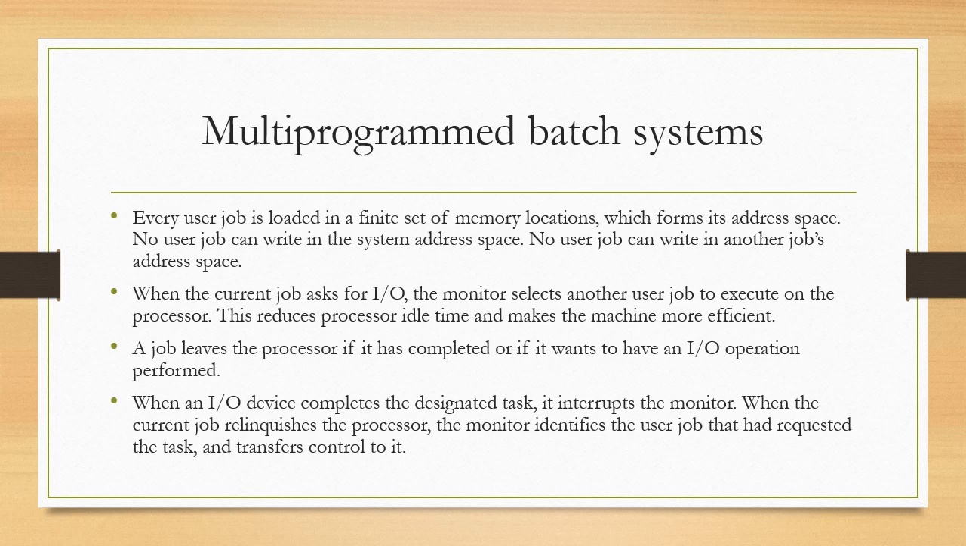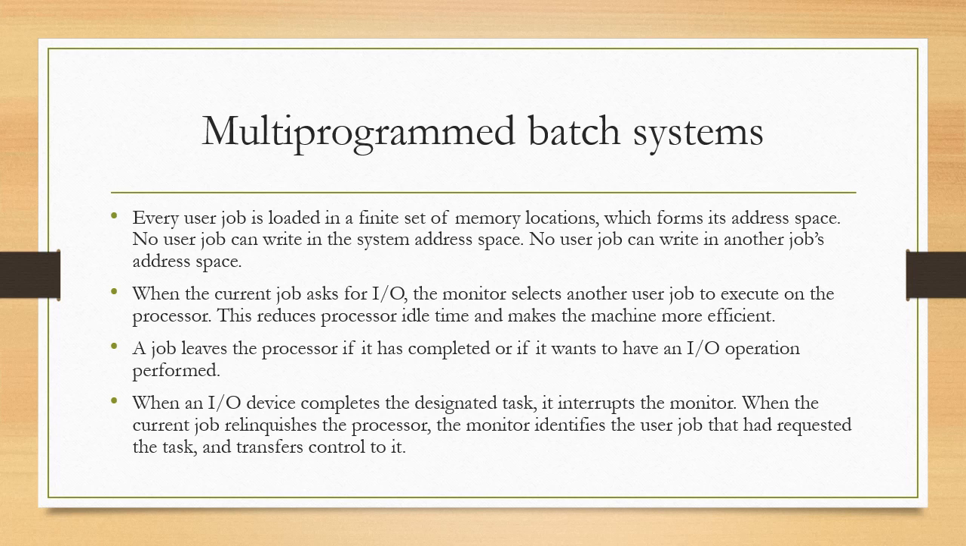Now let's come back to multi-programmed batch systems. If you remember, I told you that in multi-programmed batch systems, we start loading more than one user job in the memory. So what is there in the memory? There is the monitor in the system address space, and in the user address space, there are more than one job. Every user job is loaded in a finite set of memory locations, which forms its address space. No user job can write in the system address space. Additionally, no user job can write in another job's address space.